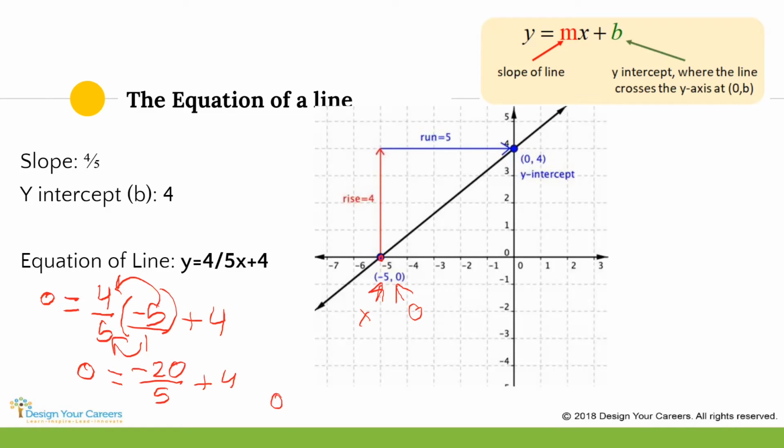So I'm just moving my work over here. 0 should be equal to -4 plus 4. And what is -4 plus 4? 0. 0 is equal to 0, so that is correct. So this is just an example of how we get points on our line given this equation right over here.